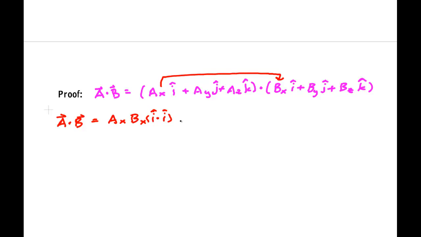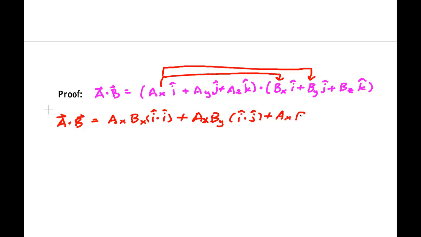Now I'm going to take the first term and multiply it by the second term, so plus ax by i dot j. And then I'm going to do it with the third term, ax bz i dot k. And then we'll have more terms. Now if you see, the first term on each one of these had ax, and the other terms had the components of the b vector.